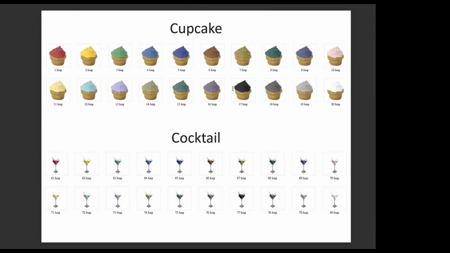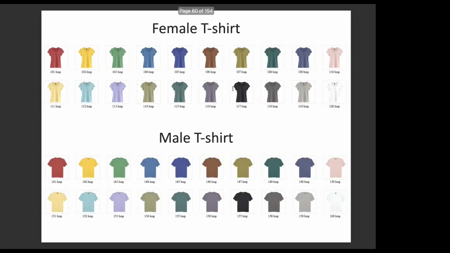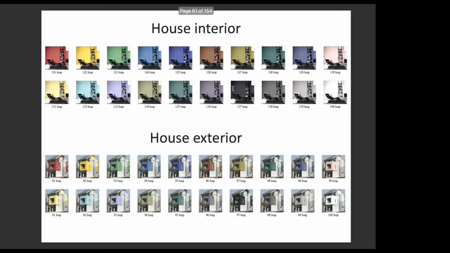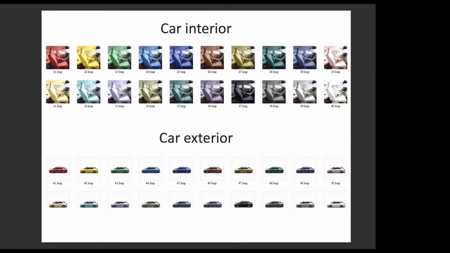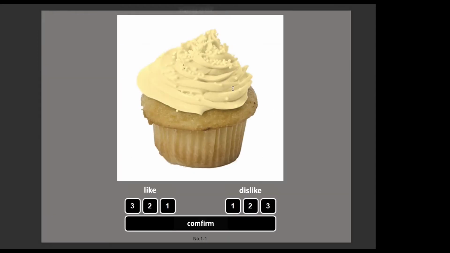Here are the images we used in the study for cupcake and cocktail. You can see we just apply different colors to these images. Next slide, please. And we also applied various colors to the t-shirts for female and males, as you can see here. Next slide, please. And for the interior and exterior of the house, as you can see here, different colors for the same house image. Next slide, please. And here are the images for the cars, inside and outside of the car. Next slide, please. And we are using a computer display to show images. So here is an example of a scale like, dislike. Next slide, please.